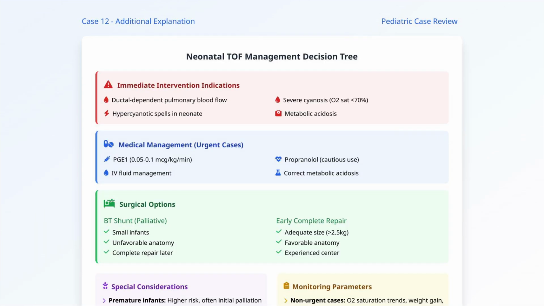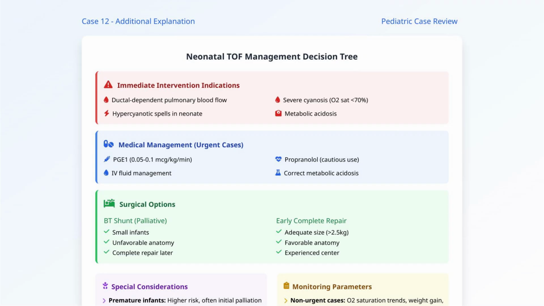This table outlines management approaches for neonates with Tetralogy of Fallot based on clinical presentation. Clinical scenarios requiring immediate intervention include ductal-dependent pulmonary blood flow, severe cyanosis with oxygen saturation below 70%, and hypercyanotic spells occurring in the neonatal period.